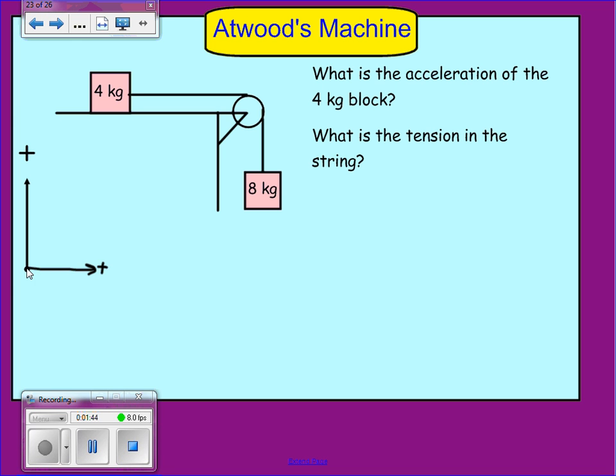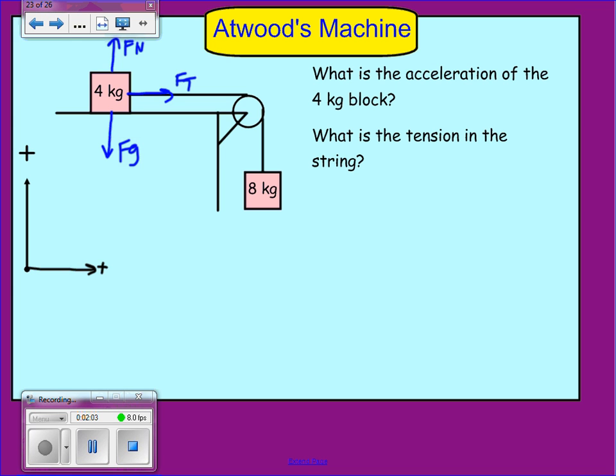All right, so let's look at what's going on here. If I drew a force diagram for the 4 kilogram block, what that would look like is I'd have force gravity going down, I'd have force normal going up, and I'd have force tension that's pulling to the right. And there's no friction, so that's it. That's all the forces that are acting on the 4 kilograms.